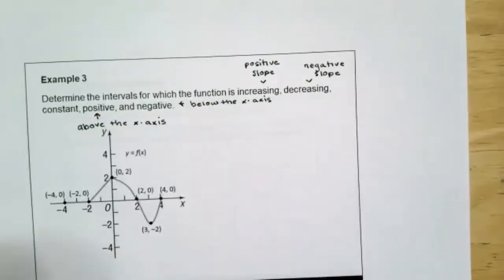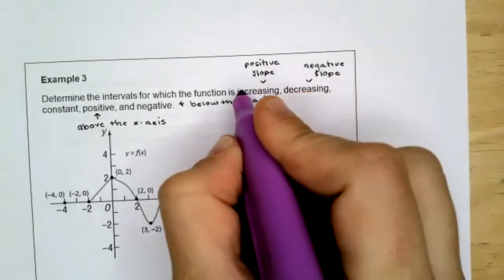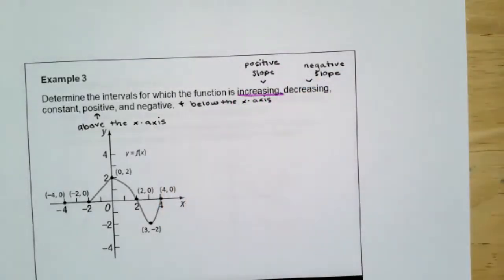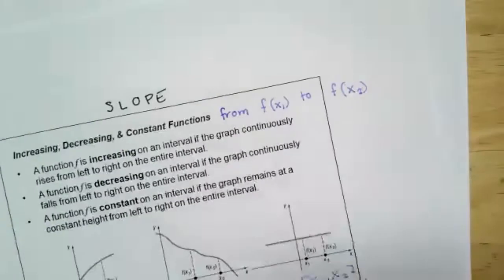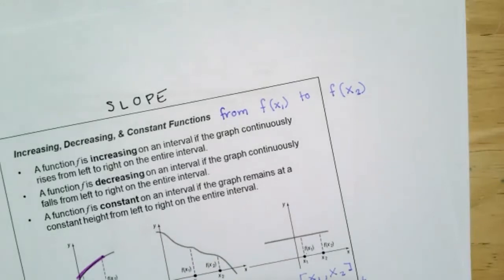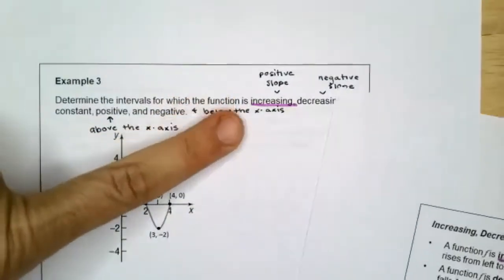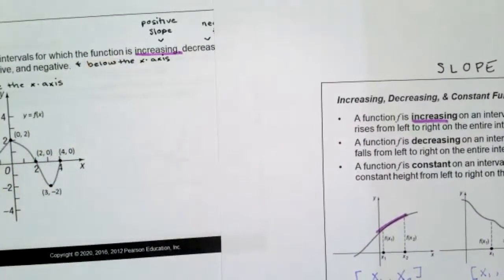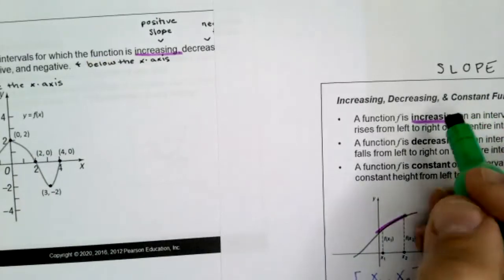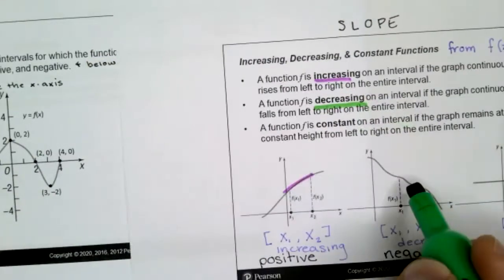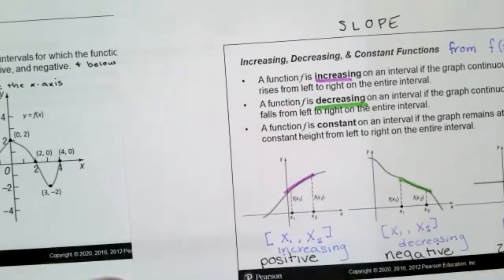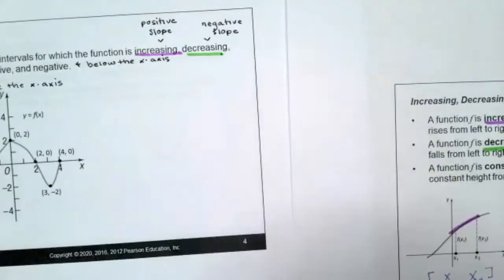So example 3 asks us to determine the intervals for which the function is increasing, decreasing, constant, positive, and negative. Those are all different things, so let's mark them. Increasing means it has a positive slope. Good. Increasing. Where does it have a positive slope? All right, and then it wants to know where is it decreasing? Where does it have a negative slope?